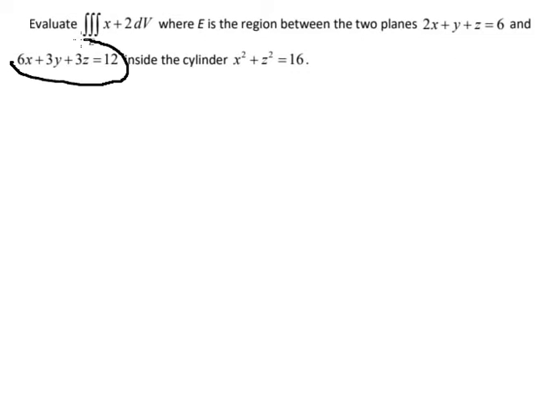For the second one, we have 6, 3, 3, 12. So we divide both sides by 3 and we have 2x plus y plus z equals 4. If we look carefully, we have 2x+y+z, we have 2x+y+z. That means the two planes are parallel in here. And now we need to sketch the planes.